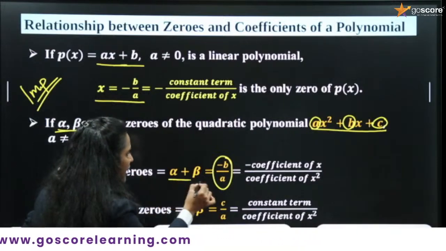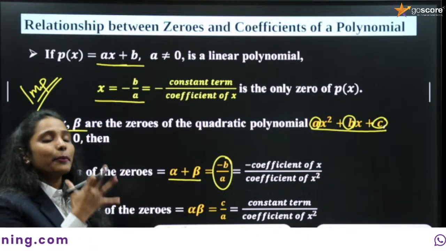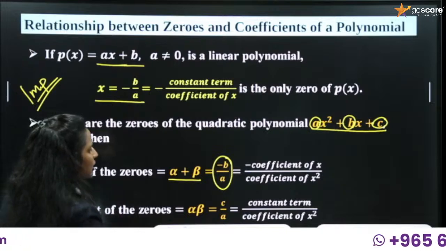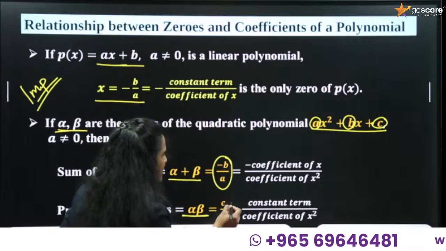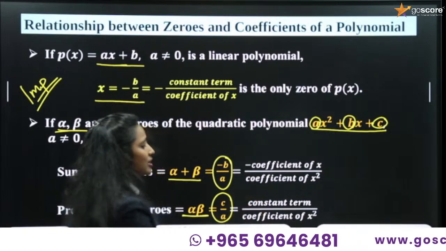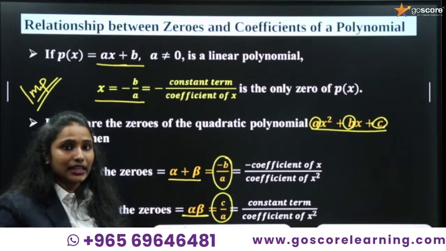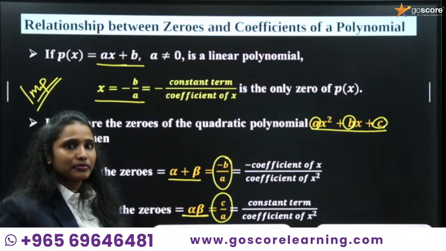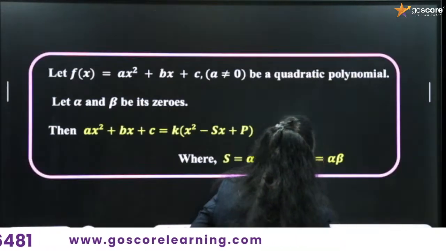Alpha and beta are the zeros of a quadratic polynomial. Then alpha plus beta equal to minus b by a. And product of the zeros, alpha into beta, will be c by a. That means constant term divided by coefficient of x square. Don't mess up. Okay, learn it thoroughly. You will definitely have problems from this session.